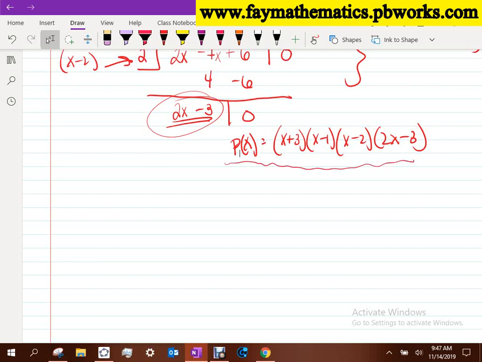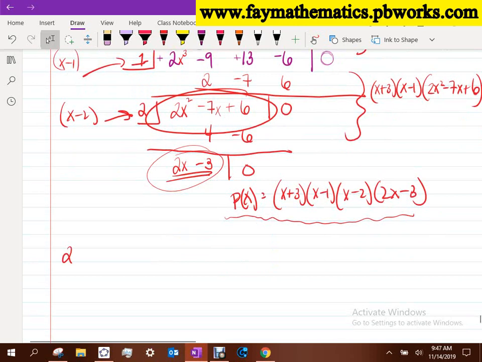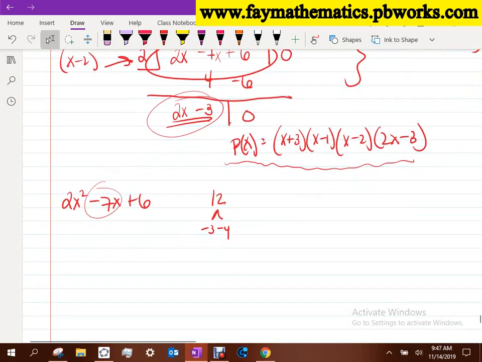Now, at that stage where I said we had this, could I have done this? Instead of going with the synthetic division further, okay, could I have said, okay, I'm going to use the AC method, so I get 12, negative 3 and negative 4 multiply together give me 12, and add to give me negative 7. So now I'm going to go 2x squared minus 4x minus 3x plus 6. Group those two.